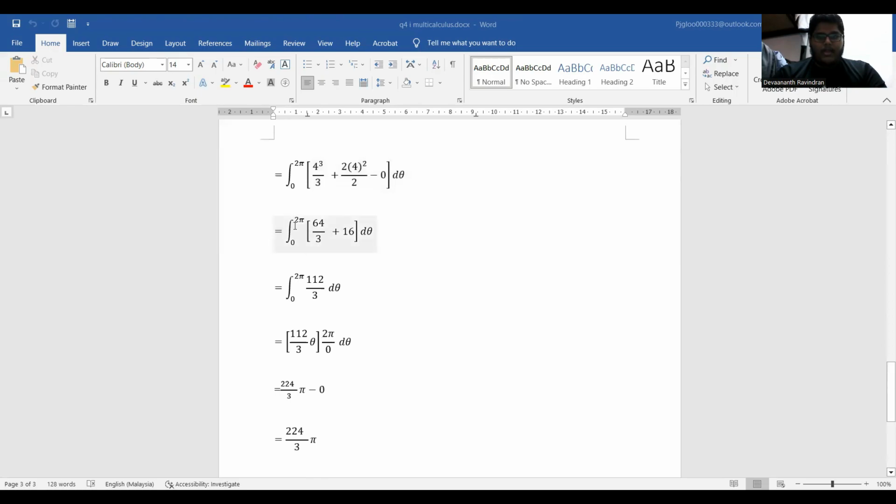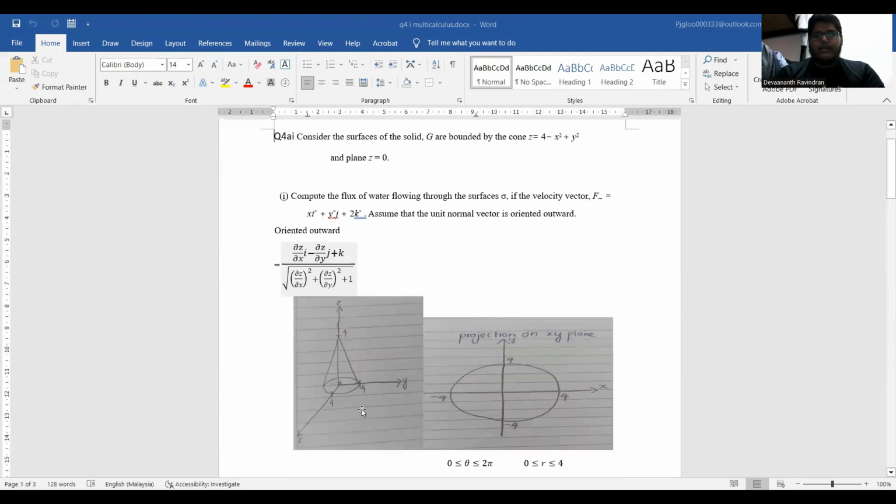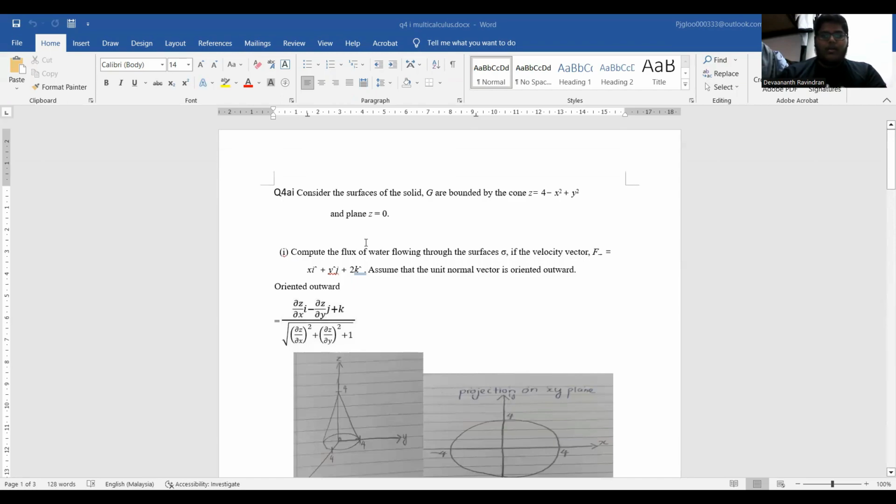Then next we create an integral for this, 2 pi to 0, and we will get 2 to 4 over 3 minus 0, and 2 to 4 over 3 pi is the final answer. So that's it for me today, and next for the Maple solution, Shah and Daniel will share about how to get the Maple solver solution. Thank you.